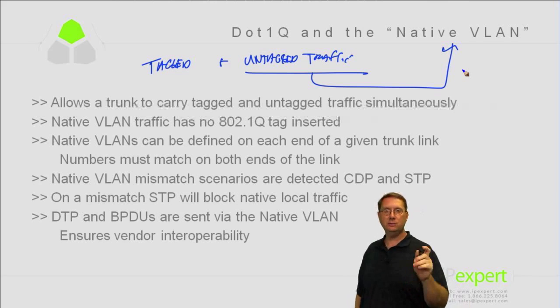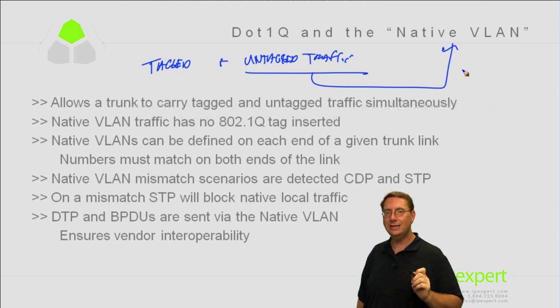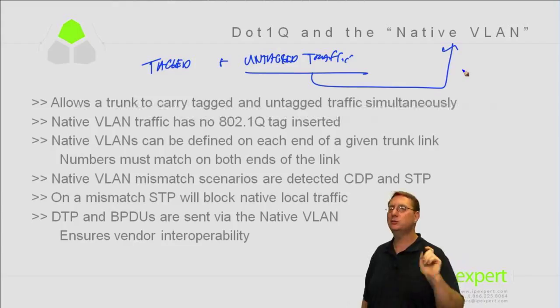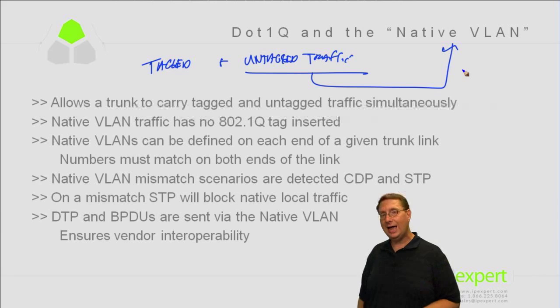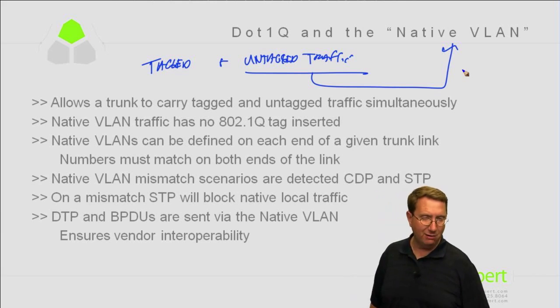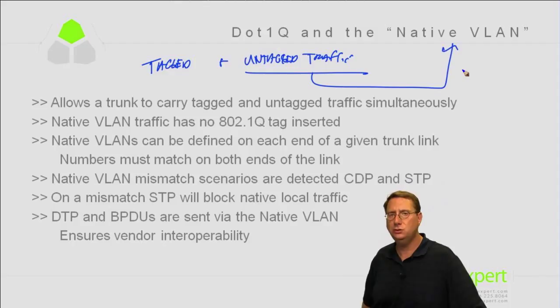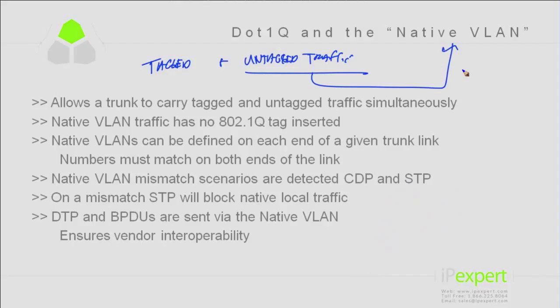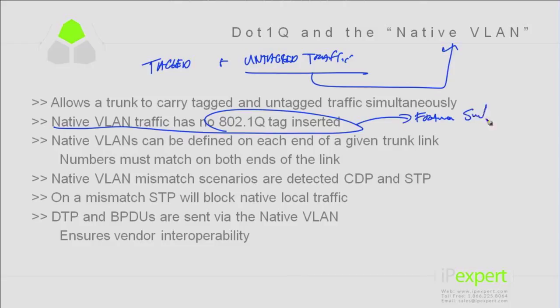So we're going to have traffic traversing across our inter-switch links, which are going to be .1Q in the context of this lab, and those frames are not going to be tagged. So what ends up happening is we have a scenario where we can encounter something referred to as a native VLAN mismatch issue. The main thing to understand here is that native VLAN traffic has no 802.1Q tag inserted. So when a frame arrives on a switch port, it has no tag.